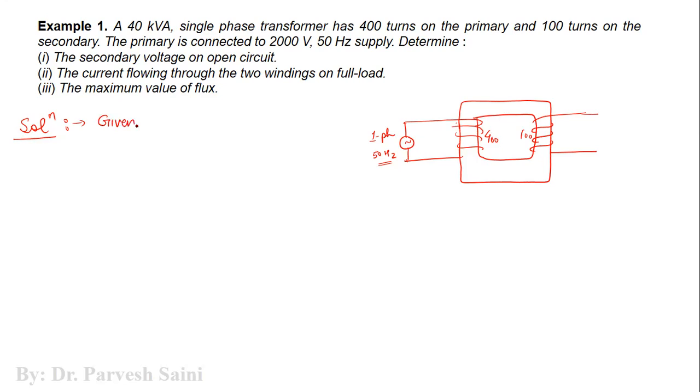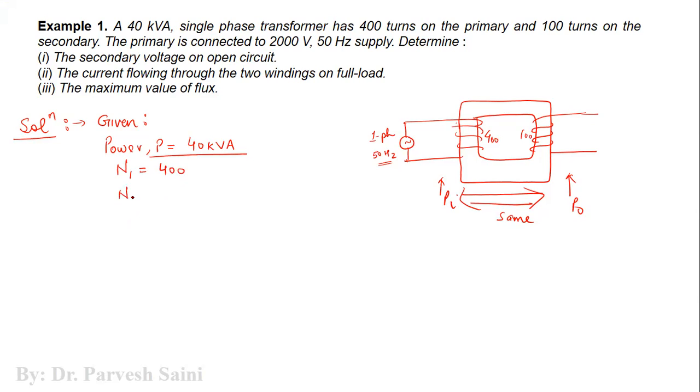The given parameters are the power of the transformer, which is 40 kilovolt ampere. The power of the transformer is always measured in volt amperes, and it is always assumed that the power at the input and the power at the output will always remain the same. These two powers are same. Now the second thing given is the number of turns at the primary, let us say N1. N1 is for the primary, so it is 400 turns. Number of turns at secondary are 100. The voltage V1 connected is 2000 volts, and the frequency is 50 hertz.